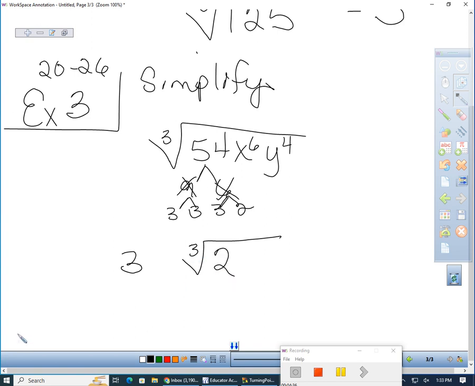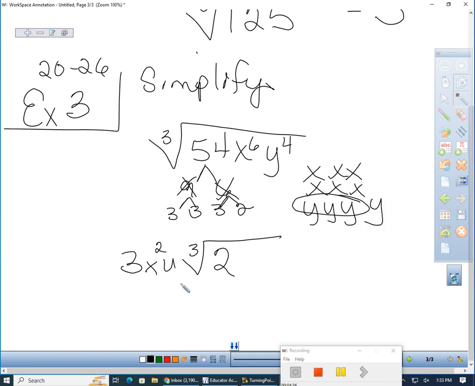Good. Now let's look at our x's. I have 6 x's. How many groups of 3 x's do I have? So I have x squared on the outside. Is any of the x's staying home? Okay. What about my y's? One set of 3. So one y comes out, or one group of y's. And how many are left at home? 1. That would be your final answer.